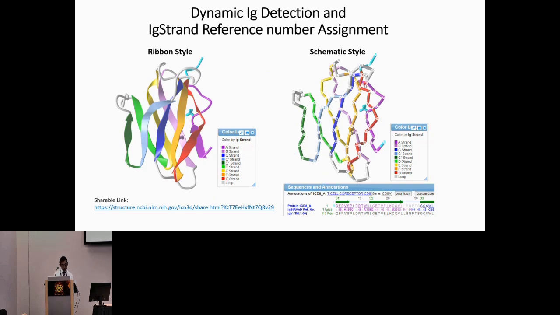And I would like to introduce the schematic style in iCn3D. Basically, the sequence is put on the structure. So for example, the IG domain starts with QFR, which is also labeled on the 3D structure, QFR. So it combines the sequence with the structure. This works well for simple structures.